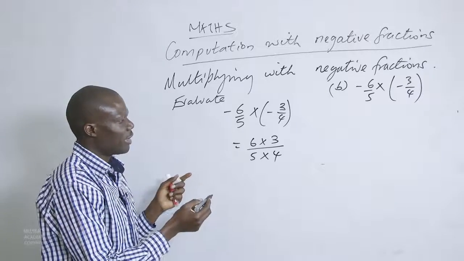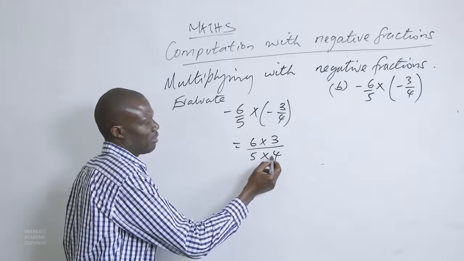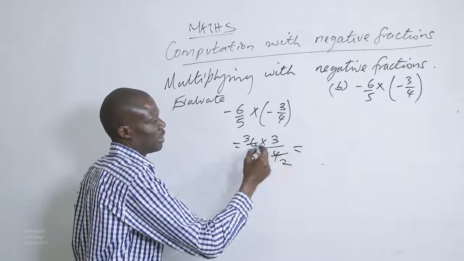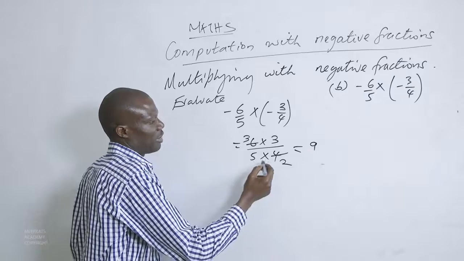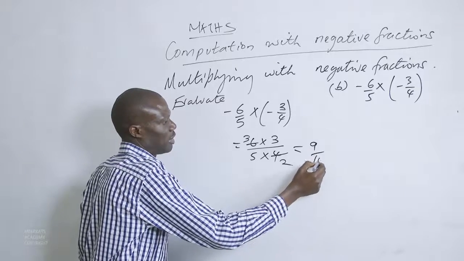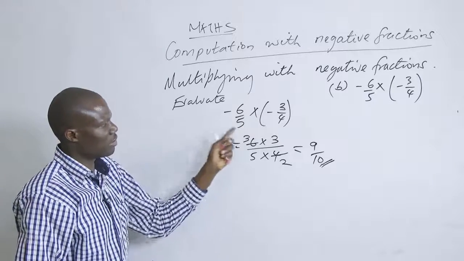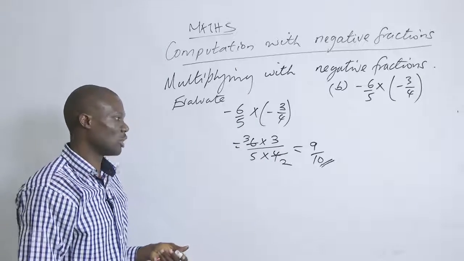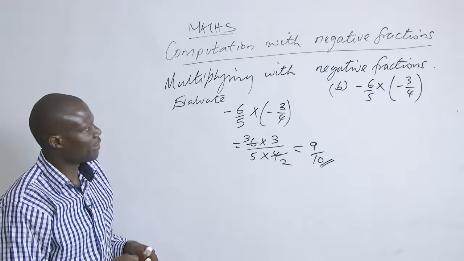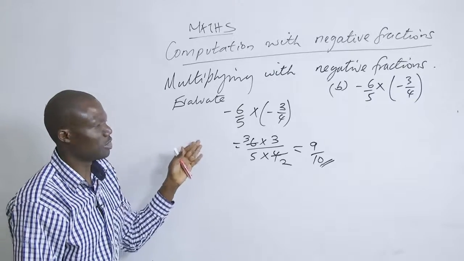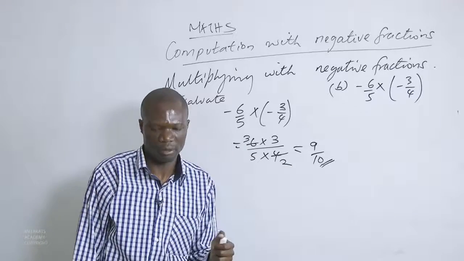So where possible, we simplify. There's a common factor here. Divide by 2 here is 3, by 2 here is 2. So you get 3 times 3 is 9, 5 times 2 is 10. This is its simplest form. There were two negative signs, so the answer should be positive. So when we are multiplying two negative fractions, we must have the result as a positive.